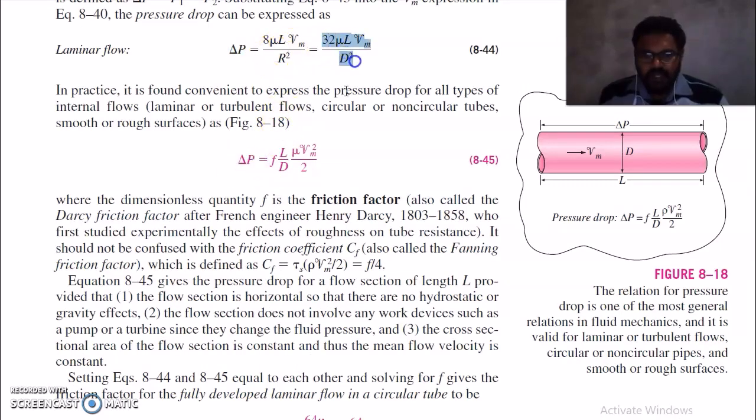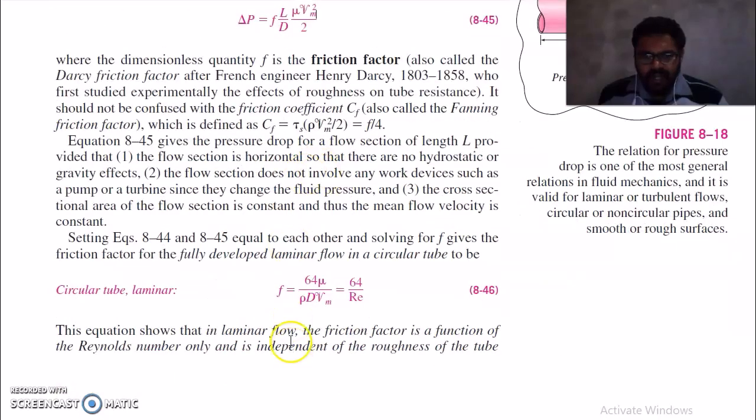These two equations must be equal. This must be equal to this. 45 and 45 equal. Equate this equation and you will get this relation: f is equal to 64 mu by density D into Vm, where this factor is your Reynolds number. So f is 64 by Reynolds number.